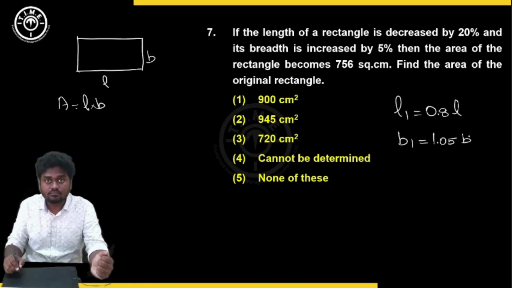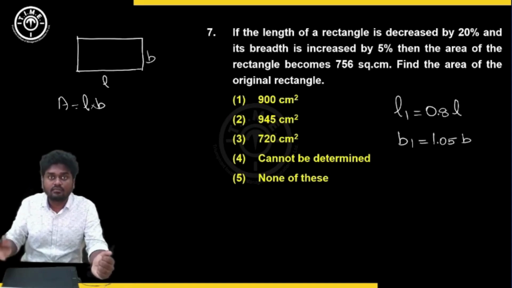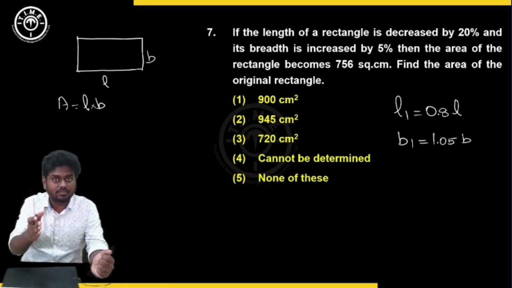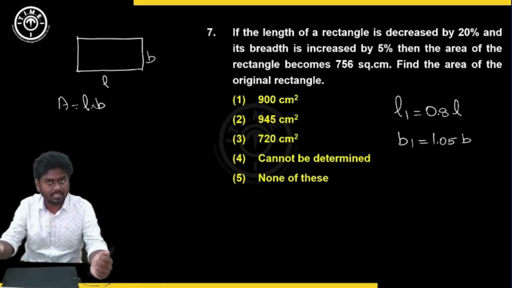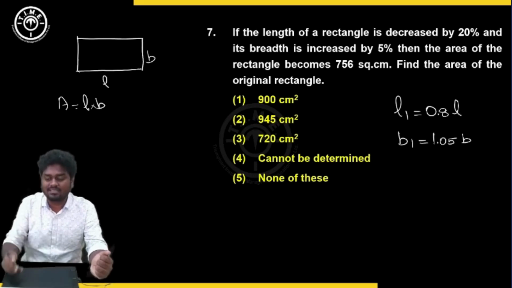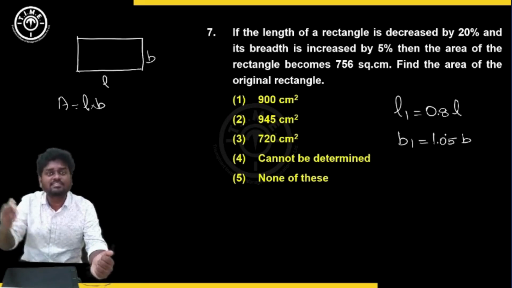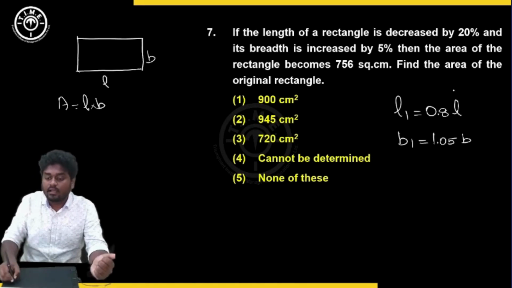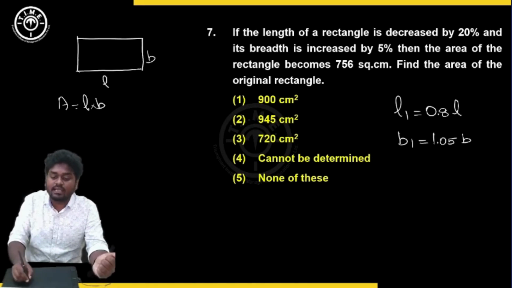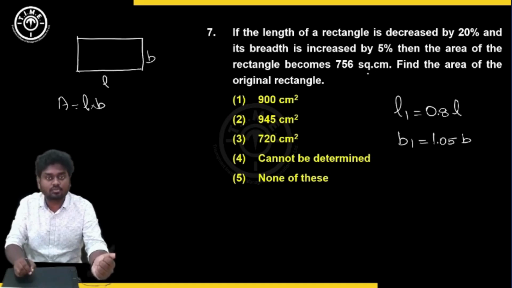Correct? Did you get my point, guys? With the already existing breadth at 100%, when we add another 5%, 100% plus 5%, we get 105%. 105% I can easily write in decimal as 1.05 B, just like how we did for length. Then the area of the rectangle becomes 756 centimeters square.